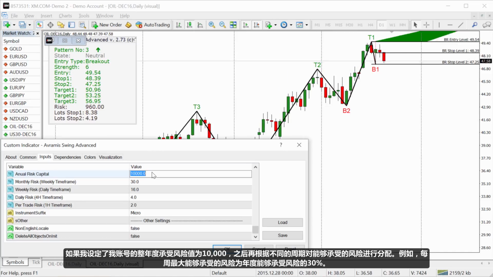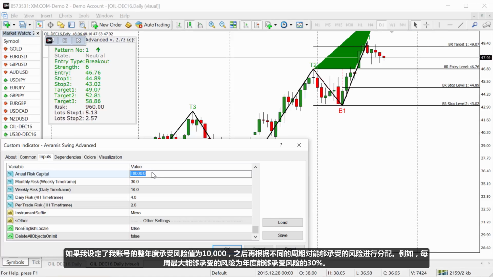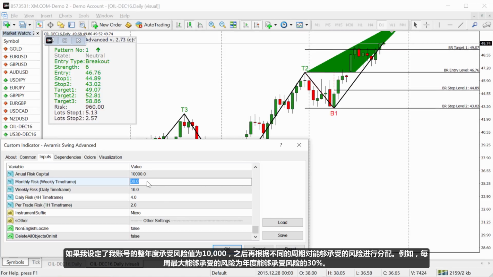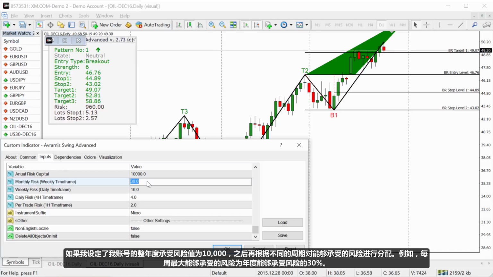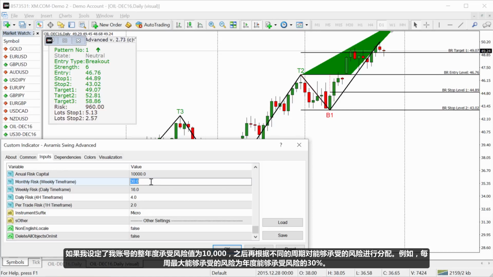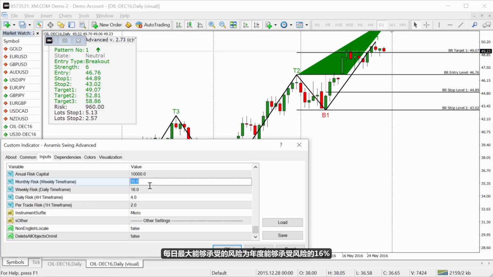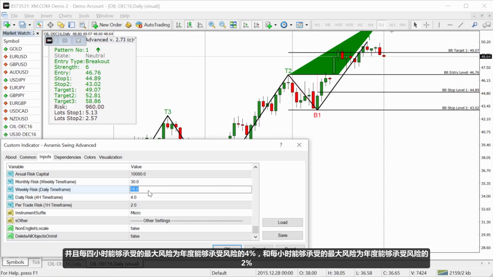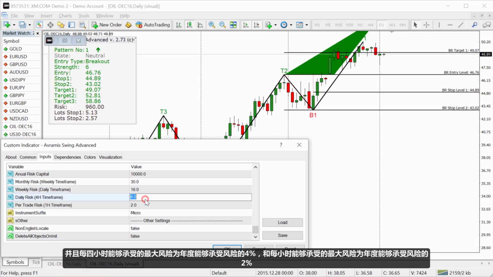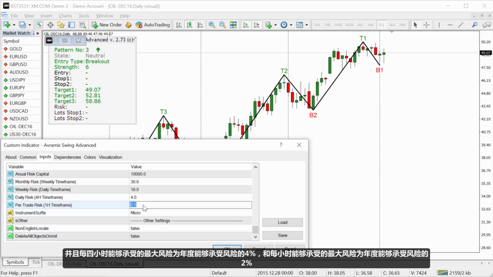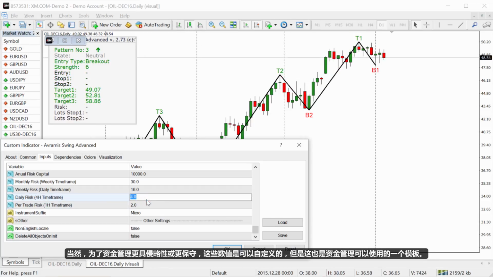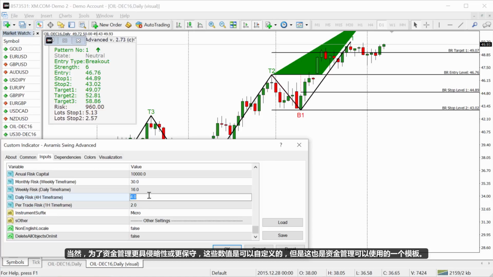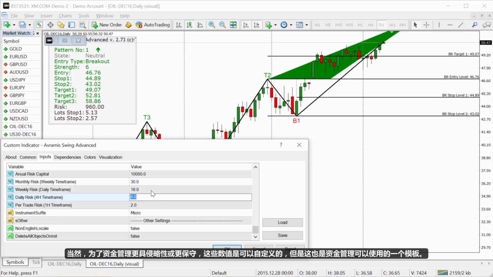So, if I set my account annual risk to 10,000, from there, I choose a percentage to be allocated to each time frame. For example, the maximum risk a weekly time frame trade is allowed to take is 30% of that annual allocation. The maximum allocation of a daily time frame trade is set at 16% of the annual risk. And for the 4-hour time frame, it is set at 4%, and for the hourly time frame set at 2%. Of course, these numbers can be customized in order to make the money management more aggressive or more conservative. However, this is also a set money management template that can be used.